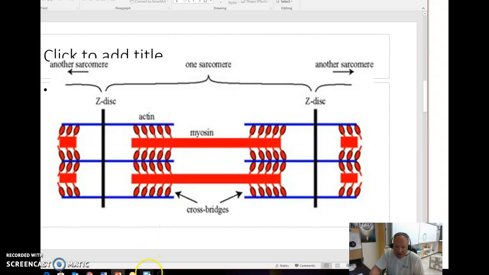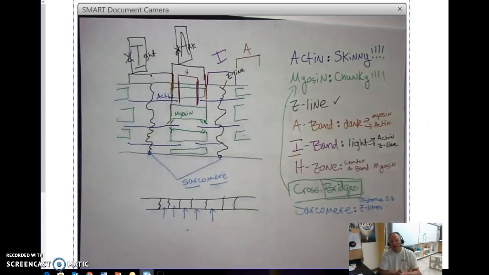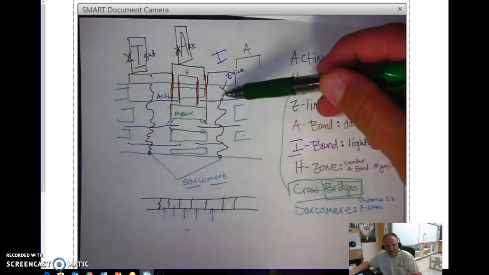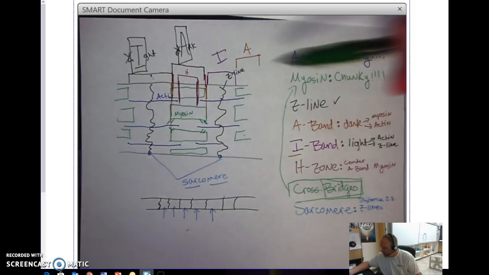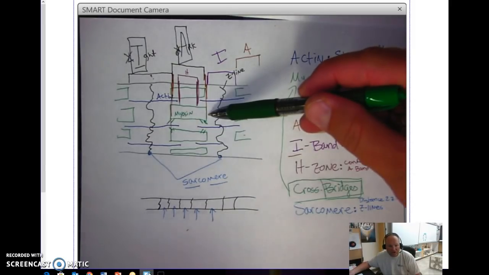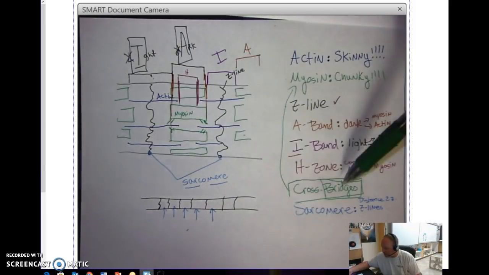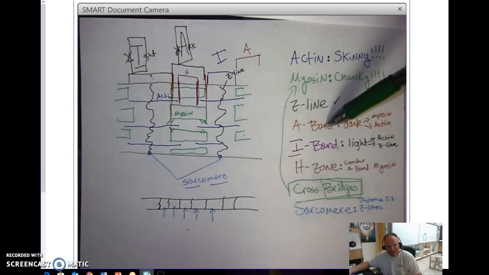Let's go back to here. This is a big part of the test. You're going to have to label these guys. Just one last time. Actin, skinny, skinny, skinny, attaches to the Z line. Z line is a connective tissue that helps keep muscles organized. The myosin, super chunky in the middle, has cross bridges that we're going to use to attach to the actin. The A band is nothing more than the dark region of a muscle where myosin is found. So if it's myosin, it's dark.